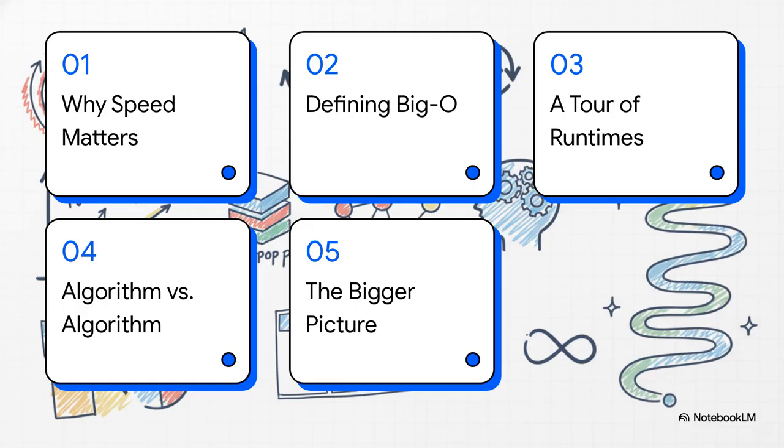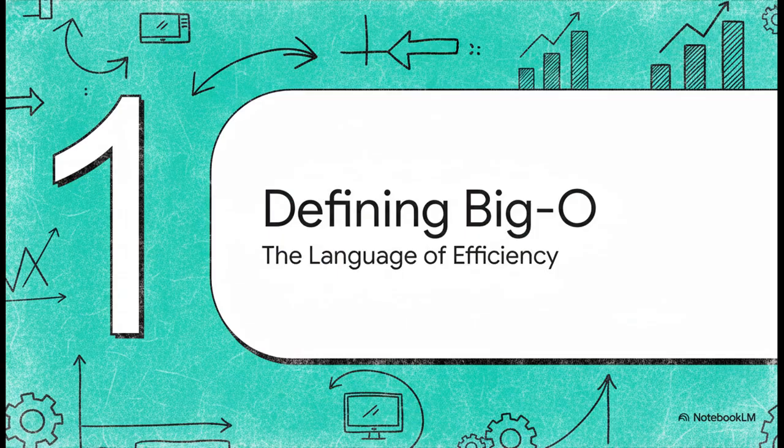All right, so here's our game plan. We're going to start by defining what Big O even is. Then we'll take a tour of the most common runtimes you'll see. After that, we'll pit two algorithms against each other and see what happens, and we'll wrap up with the bigger picture.